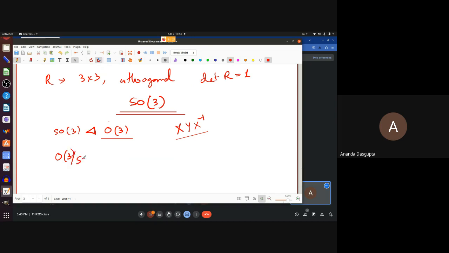Now consider O3 by SO3. O3 is an infinite group, SO3 is an infinite group. But can anybody tell me how many elements this will have? In fact, what is this O3 by SO3? It's first of all a set where the elements are equivalence classes. Every SO3 element is in one place, right? One of these equivalence classes is just SO3. The others are cosets of SO3. How many cosets can SO3 have in O3? That's the question.